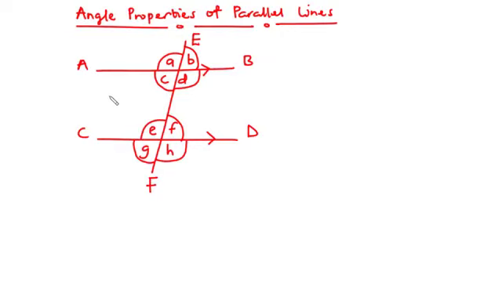Now if this pair of parallel lines is cut through by another straight line called an intersecting transversal, which is the line EF, then it creates pairs of angles with special properties. These pairs of angles are the corresponding angles, alternate angles, vertically opposite angles, and co-interior angles. First of all, let's talk about corresponding angles.